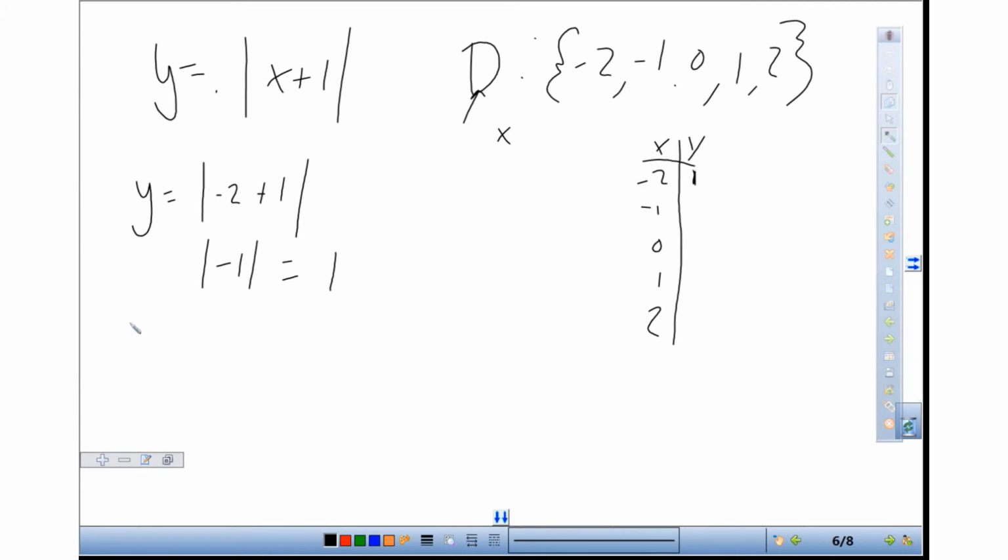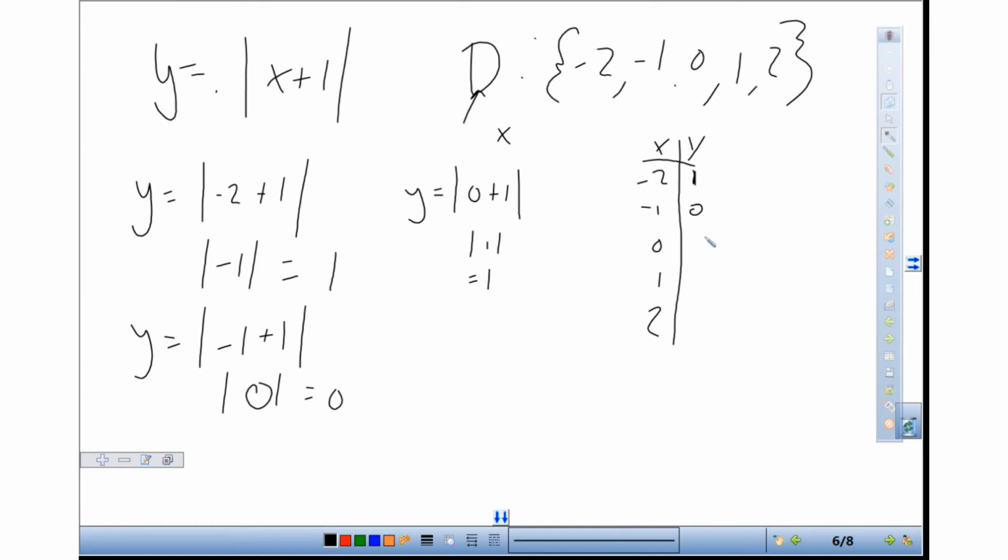I can keep going with this. So y equals the absolute value of -1 plus 1, which is going to be 0. The absolute value of 0 is, well, 0. And then I'm going to go ahead and plug 0 in. So y equals the absolute value of 0 plus 1, which is the absolute value of 1, which again is 1. Y equals the absolute value of 1 plus 1. You see, this is just the pattern, okay? It takes a little bit long to do, but it's not difficult, okay?